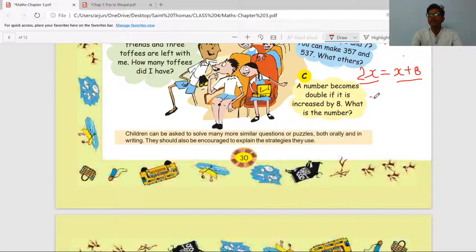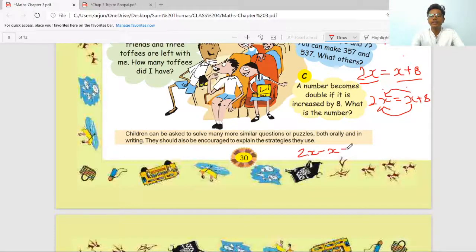So here you can see 2x equals x plus 8. Right? Now bring x from here to here. Obviously the sign will change. Here the sign is positive, but when you bring x from here to here, the sign will change. So 2x minus x equals 8. Now 2x minus x is x, you know that 2 minus 1 is 1. So x equals 8. So your answer is 8.